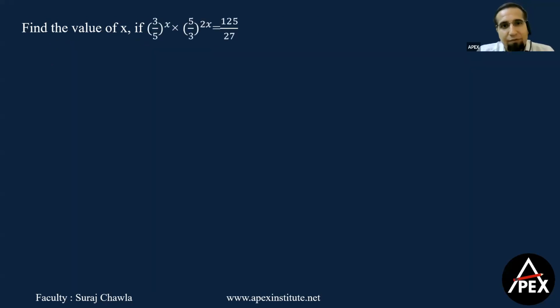Right, now we're looking at a fractional form. So first of all, we have 3 by 5 whole to the power x. So we have already seen a law that if I have a by b whole to the power n, it can be written as a to the power n divided by b to the power n. So I can split this as 3 to the power x divided by 5 to the power x multiplied with 5 to the power 2x divided by 3 to the power 2x.